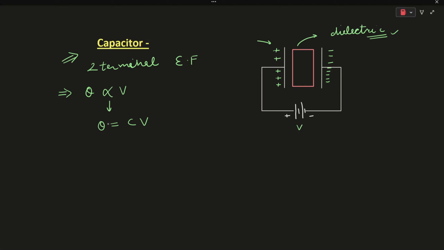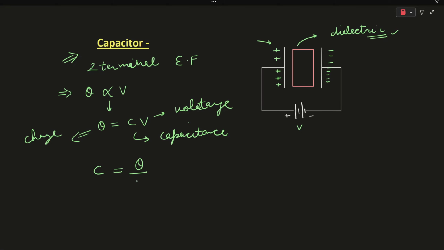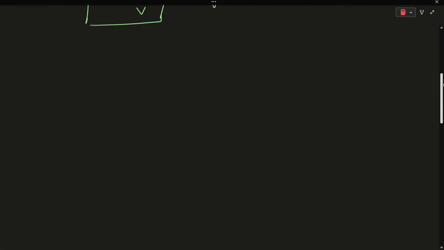Q is basically your charge, V is the voltage, and C stands for capacitance. So capacitance C will be equal to Q upon V. It means that the capacitance of a capacitor is measured in coulombs per volt, or you can say farads. Again, Q is equal to CV.